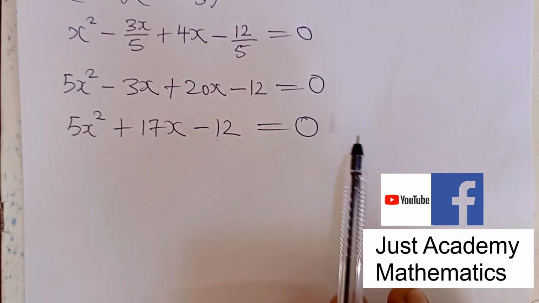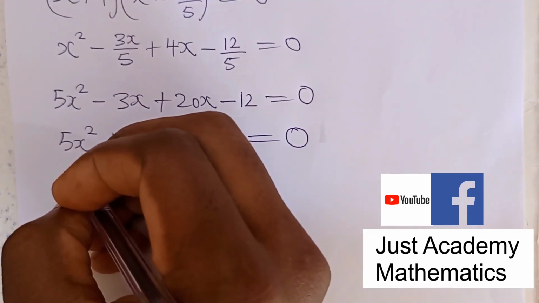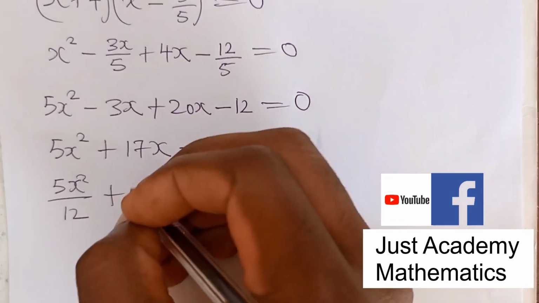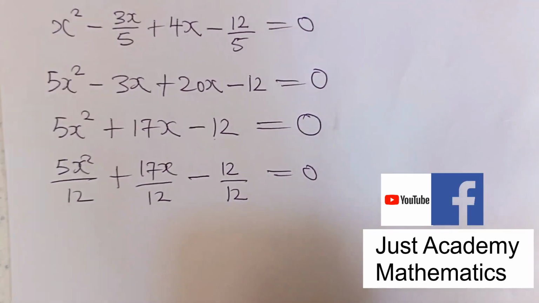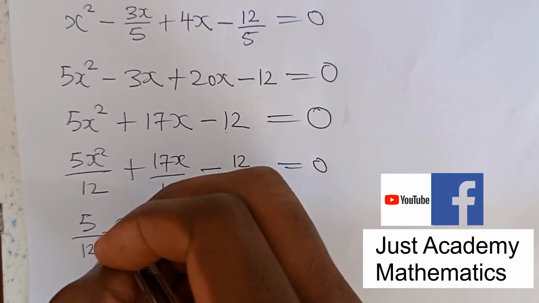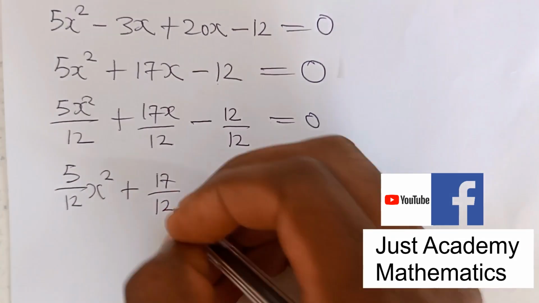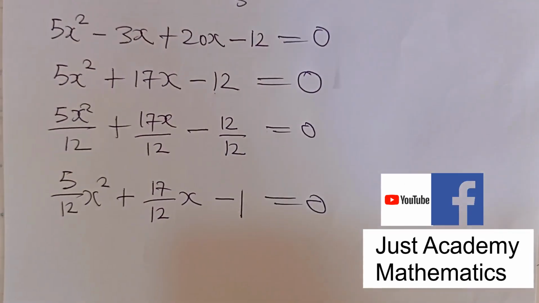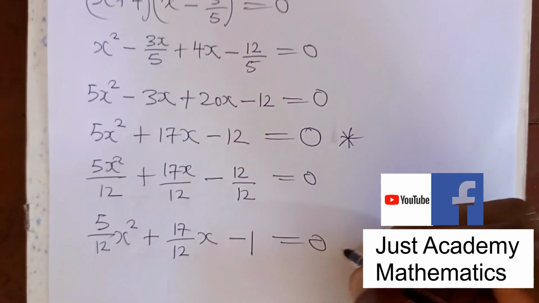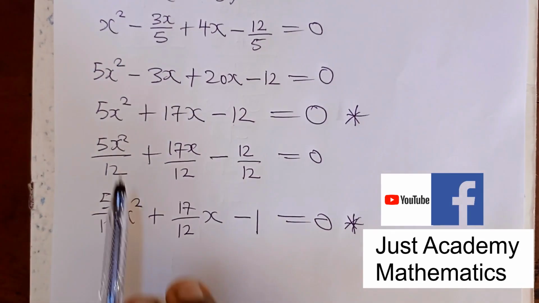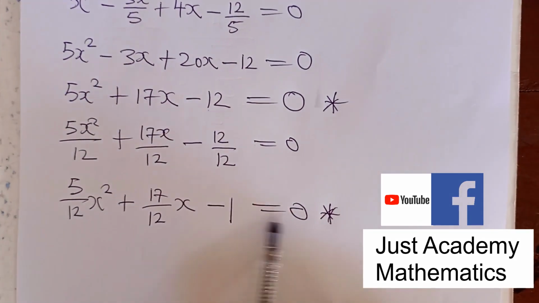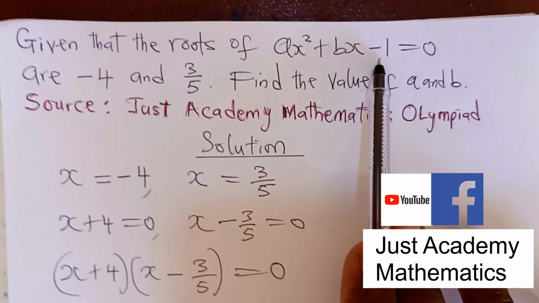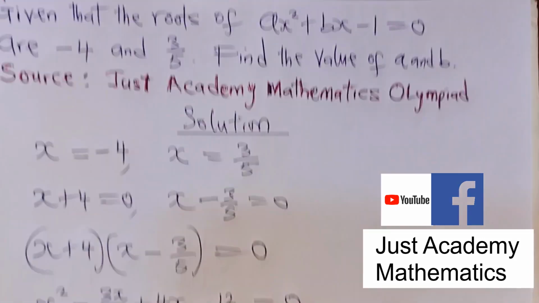So we divide through by 12 so that we have 5x squared over 12 plus 17x over 12 minus 12 over 12 equals 0. So we now have 5 over 12 x squared plus 17 over 12 x minus 1 equals 0. Let me tell you something interesting. This equation here and this equation here are actually the same. If you solve this using any method of solving quadratic, the answer you will get is the same answer you will get if you solve this. But this equation now is not looking like the equation they say we should solve. Can you see that here we have minus 1, and here we have minus 1.